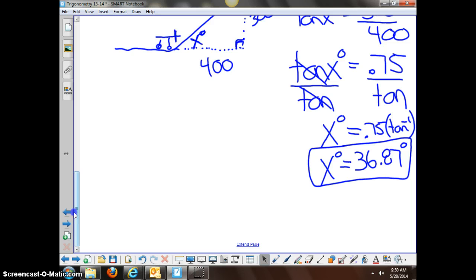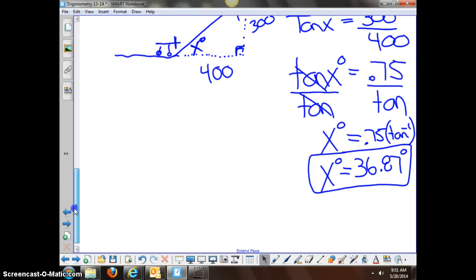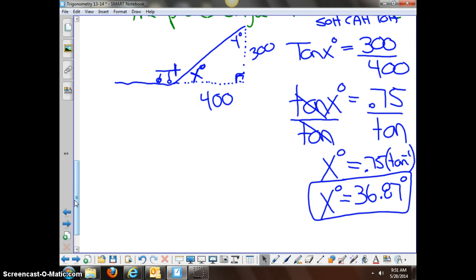Questions? Yes, sir. You have to start the problem out as x equals 0.75? How did you start it off? I would say you should start it off with 300 over 400, because it shows me that you know what you're doing, and the fact that you're using 300 for your opposite and your 400 for your adjacent. Then I want you to convert it to your decimal.